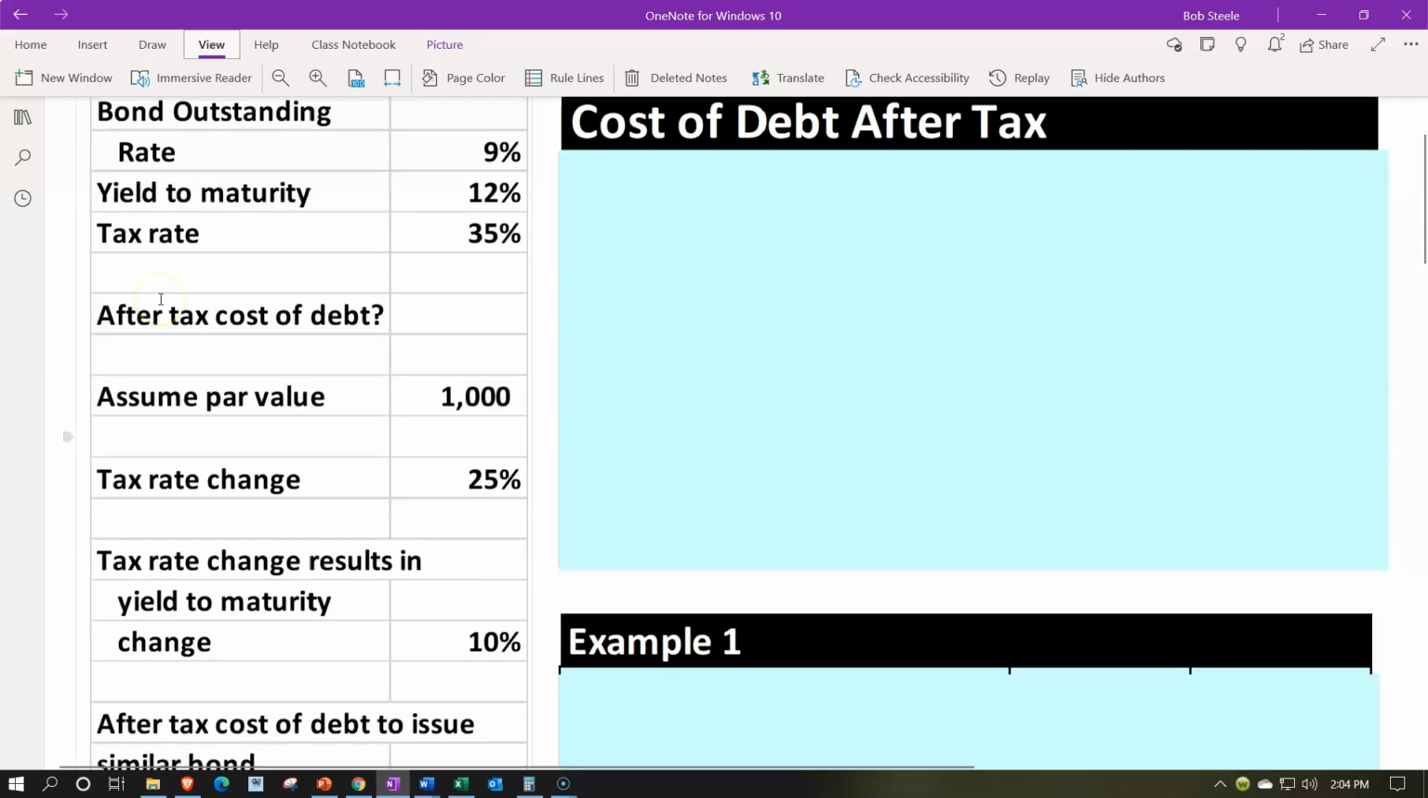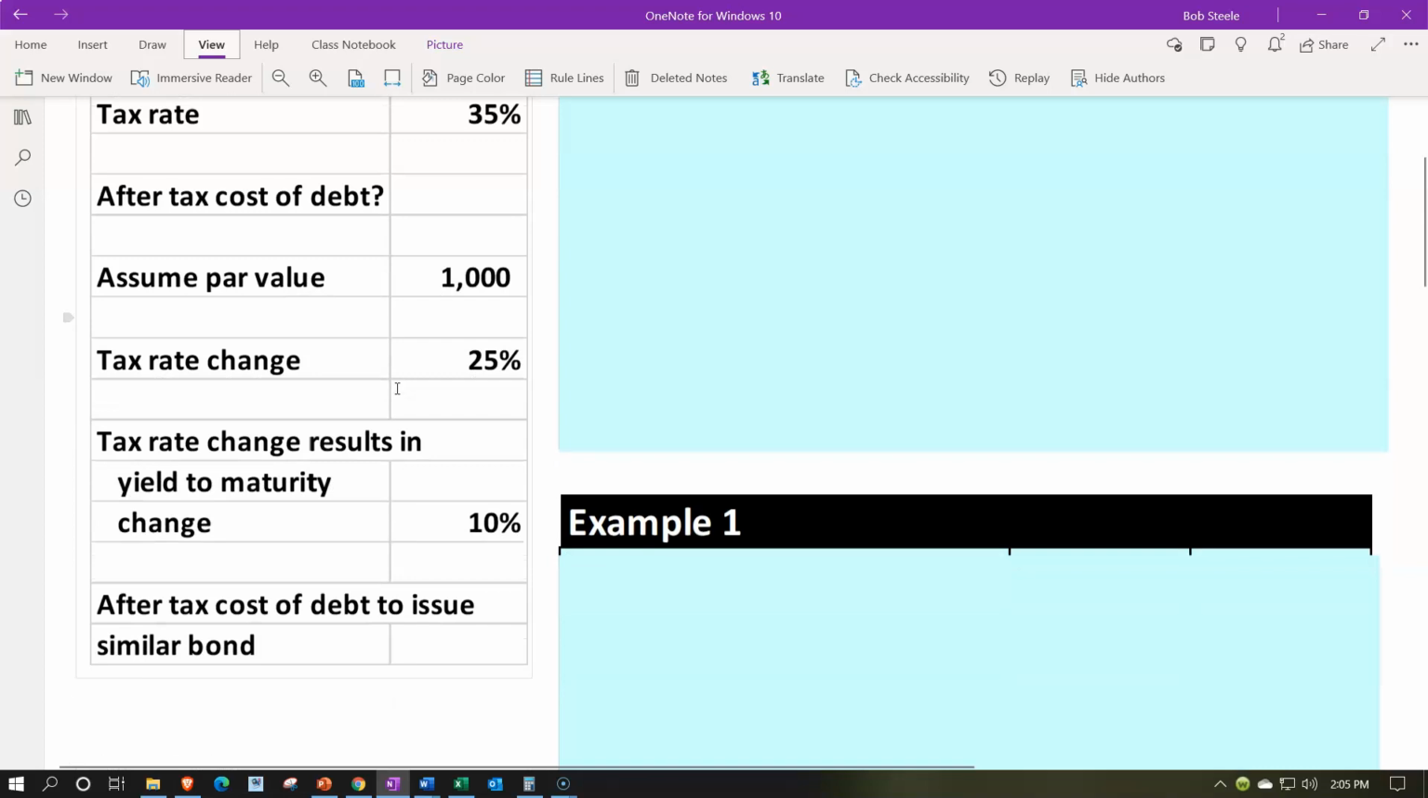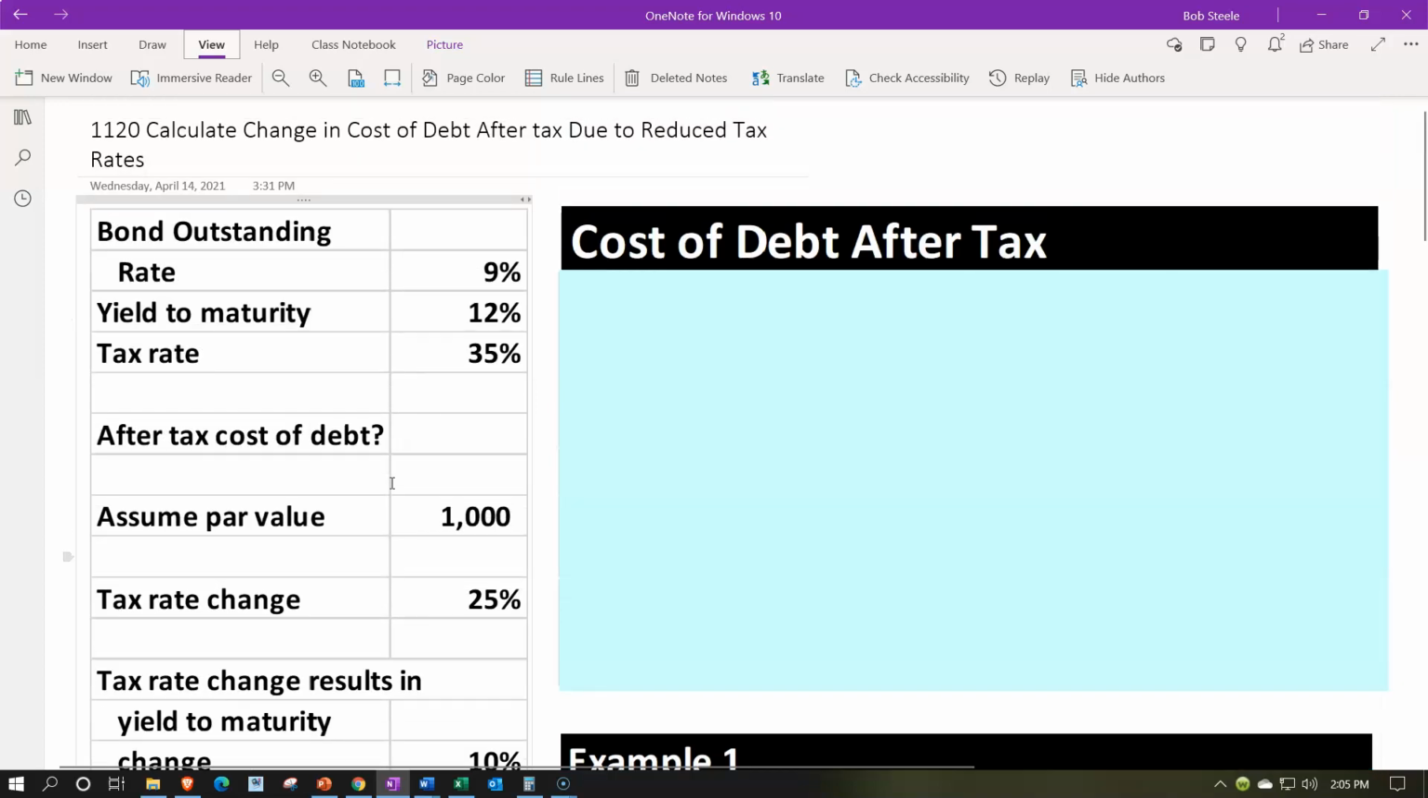And we're going to assume the par value. Once we do the calculation with just percents, then we'll do another calculation with the par value so that we can think this through with actual dollar amounts. Then we'll do another one saying, well, what if the tax rate changes to 25%? And what if there is then a change in the market for the yield to maturity to 10%? What would then be the impact on the cost of debt if we were to take out new debt at that point in time? So it's going to be a great problem.